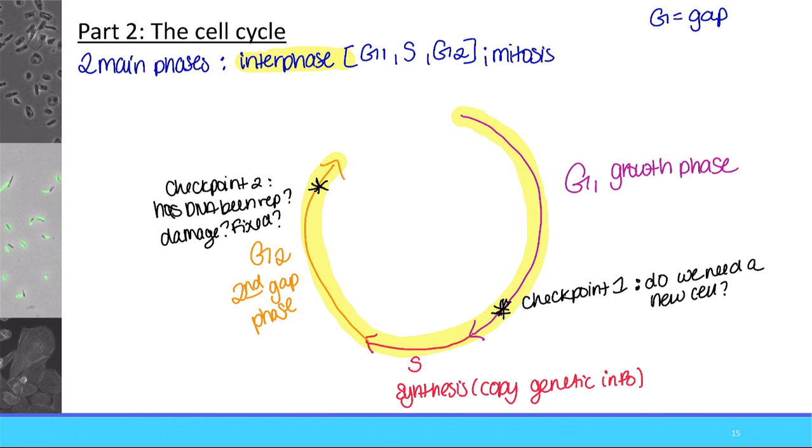After interphase is over, the very last step that we have is mitosis. So that's the M part, which stands for mitosis. And we will go into more details of what happens during mitosis. And we actually have a third checkpoint. So this is checkpoint number 3. And in this checkpoint, the cell is asking, are the sister chromatids ready to be separated?